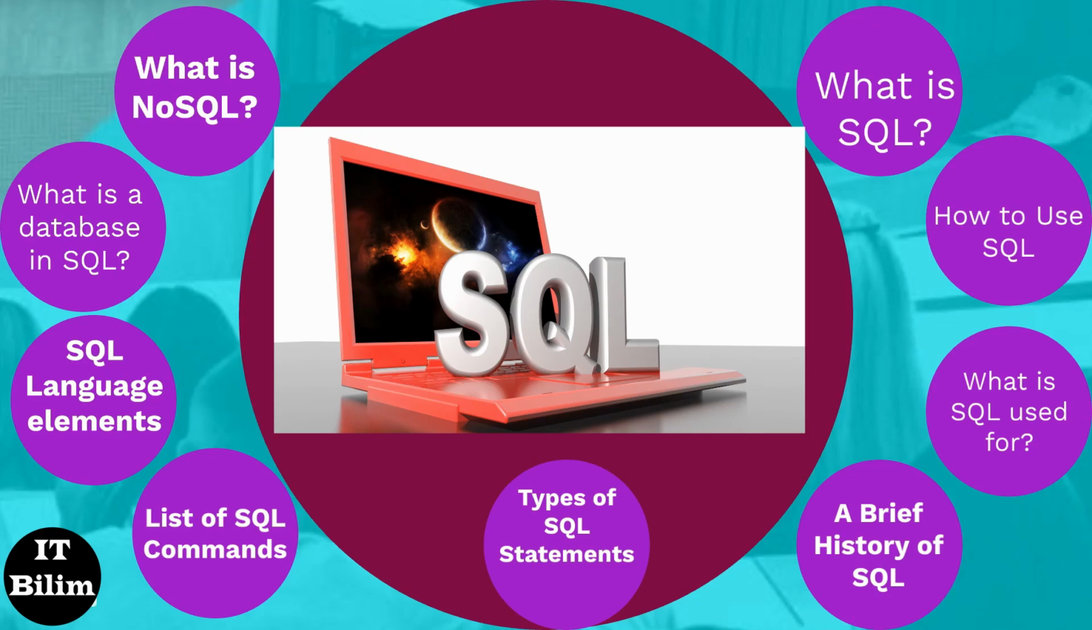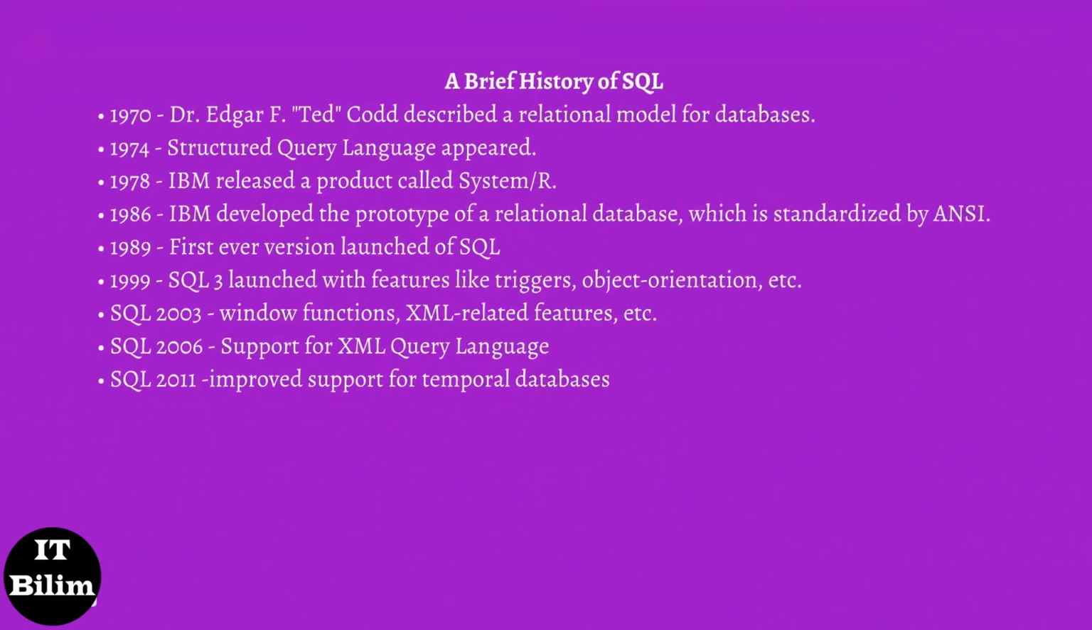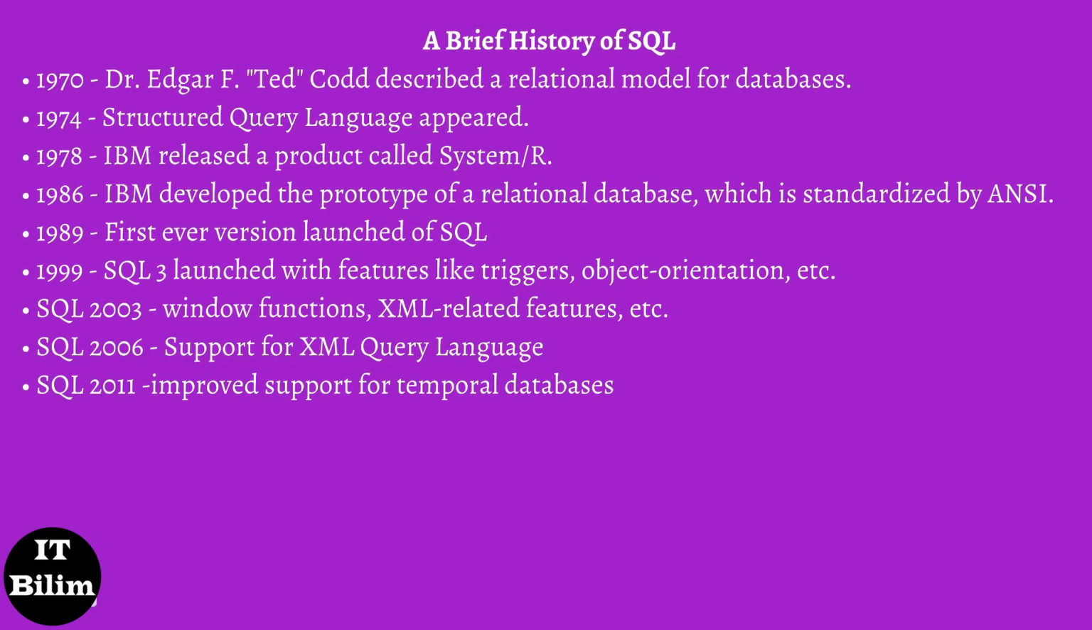A brief history of SQL. Here are important landmarks from the history of SQL. 1970 Dr. Edgar F. Ted Codd described a relational model for databases. 1974 Structured Query Language appeared. 1978 IBM released a product called System/R. 1986 IBM developed the prototype of a relational database, which is standardized by ANSI. 1989 First ever version launched of SQL.